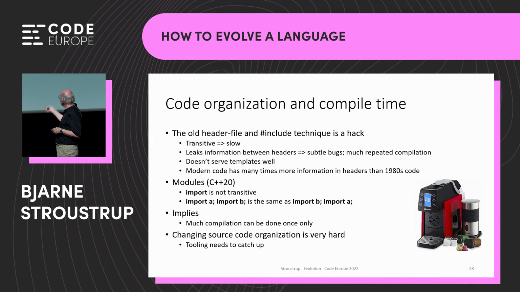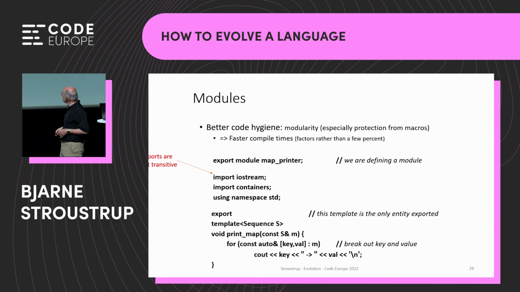But changing source code organization is very hard. And it takes some time for the tool chain to build up around it, like the build systems, the package managers and such. But this is where we're going to go. And the reason is, I'll show on the next slide, but basically it gets more elegant code.